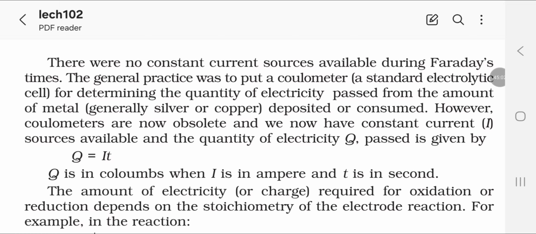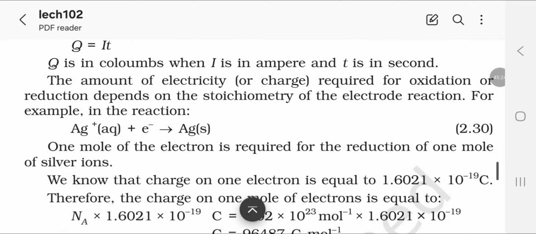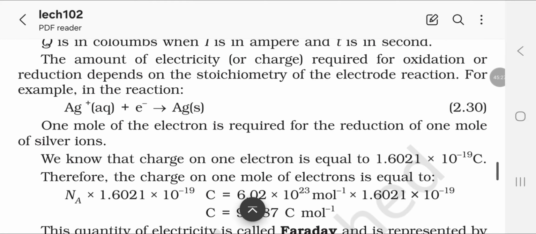However, coulometers are now obsolete and we now have constant current I sources available, and the quantity of electricity Q passed is given by Q = It. Q is in coulombs where I is in amperes and t is in seconds. The amount of electricity required for oxidation or reduction depends on the stoichiometry of the electrode reaction. For example, in the reaction Ag+ + e- gives Ag, 1 mole of electrons is required for the reduction of 1 mole of silver ion.